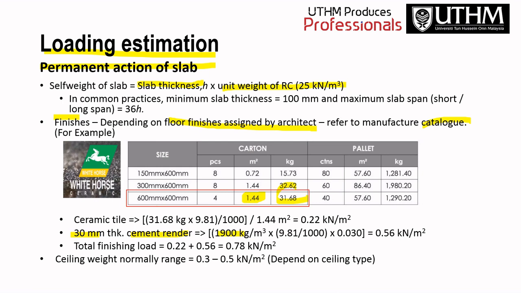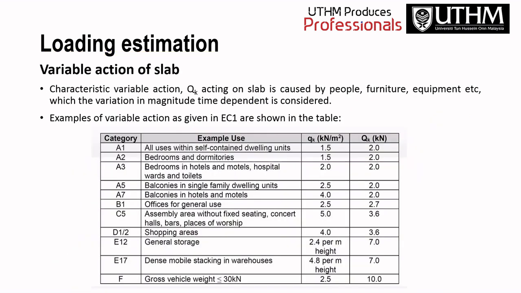So you need to total up these two, which is the total finishing load equal to 0.22 plus 0.56, so it is equal to 0.78 kilonewton per meter square, sorry. The ceiling weight normally ranges from 0.3 to 0.5 kilonewton per meter square depending on the ceiling types. Also the variable actions of slab, where you can refer to the Eurocode.